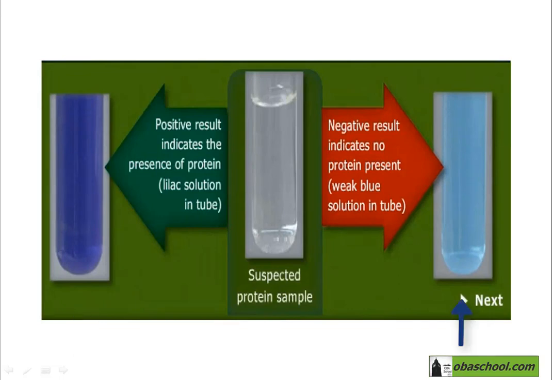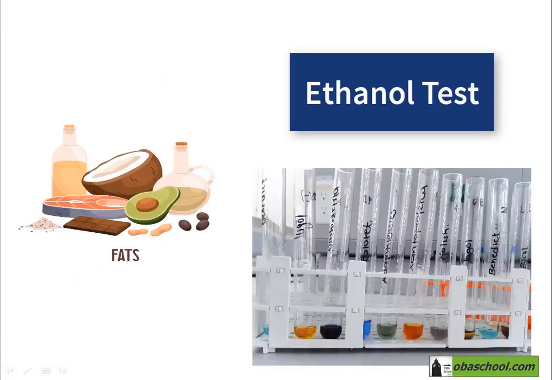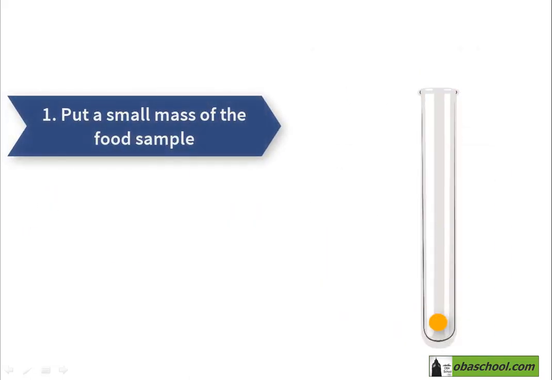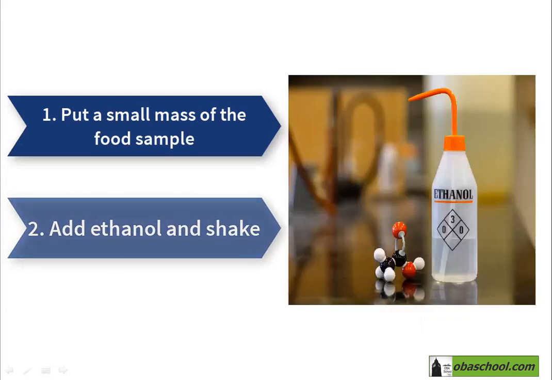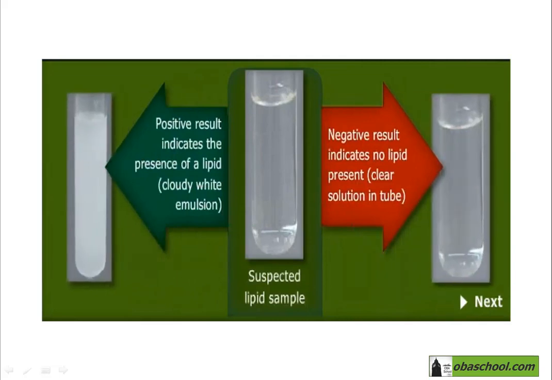Finally, the test for lipids is the ethanol test. So first, we're going to put a small mass of the food sample in a test tube. Then we're going to add ethanol and shake. If the solution turns cloudy white, then lipids are present. And if not, it's going to remain transparent.